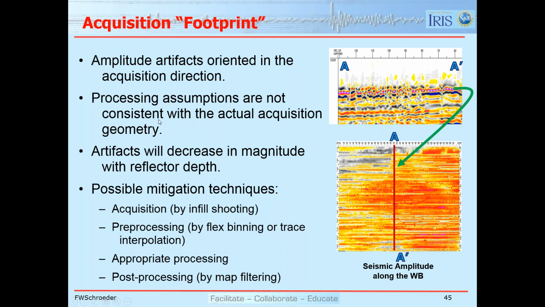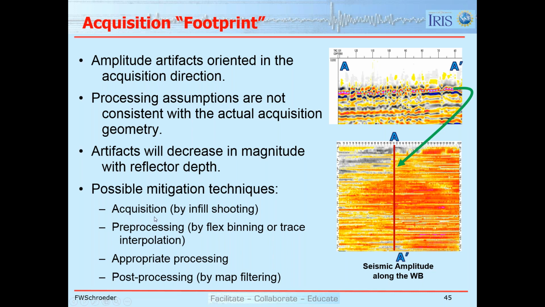Processing assumes that we have a consistent acquisition geometry. Artifacts will decrease in magnitude as we get deeper and deeper into the subsurface, or deeper and deeper in terms of two-way travel time. There are ways that we can try to mitigate some of these artifacts.